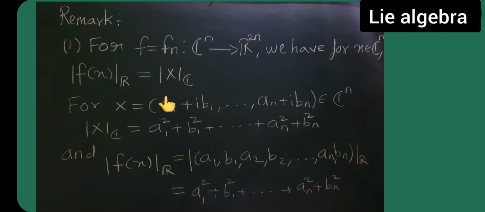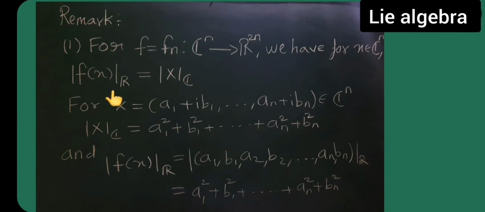Now for x, here my x is equal to (a1 + ib1, ..., an + ibn), which belongs to C^n. And the norm of x is what? Equal to the square root of a1 squared plus b1 squared up to an squared plus bn squared. So the same way, and the modulus of this is for this one, okay, this part.